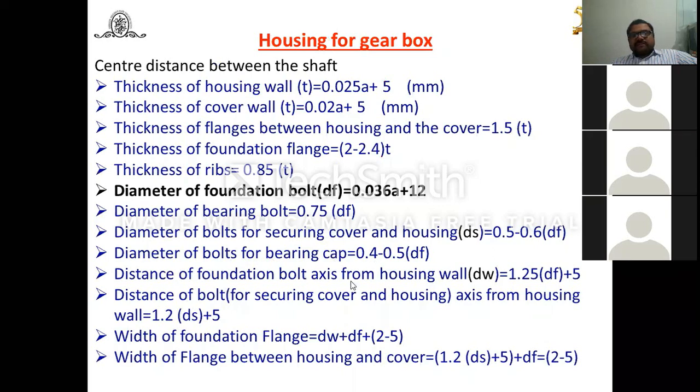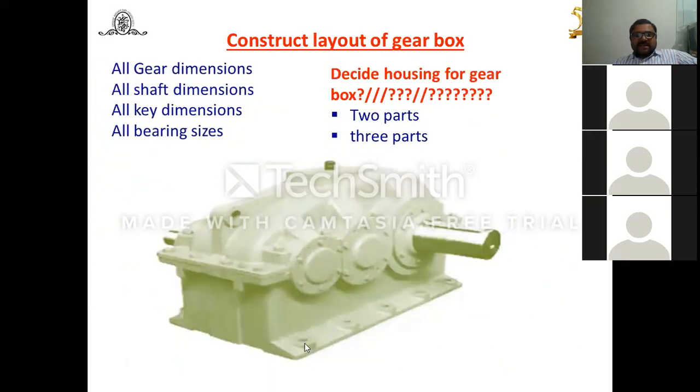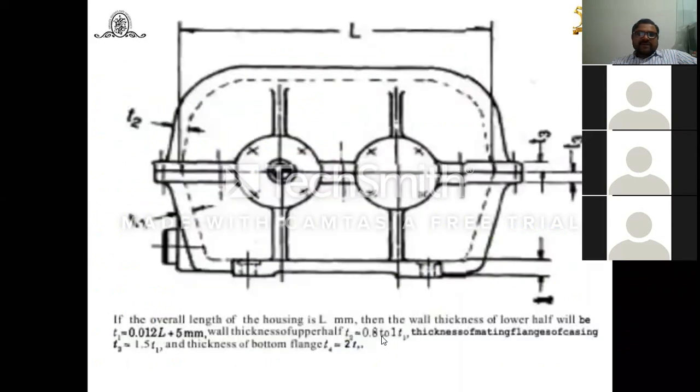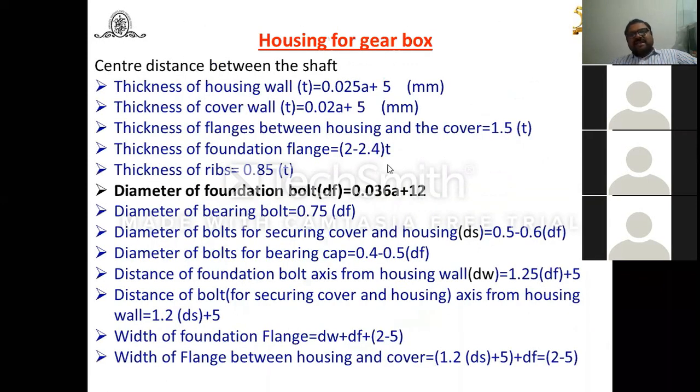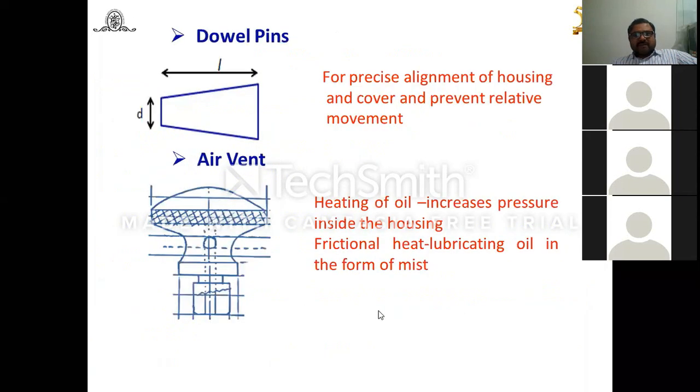Then the distance of the foundation bolt axis from the housing wall. That means this is the foundation bolt axis and this is the housing wall. How much should the distance be? By using these empirical relations, you can easily find out the dimensions. Again, other dimensions are also given. After this, I will record it and upload it to the YouTube channel. You can refer to that, and if you have V. Bhandari's design data book, I have taken this data from that book.